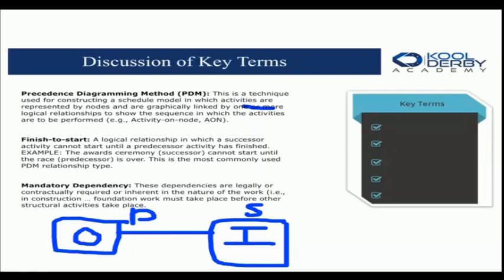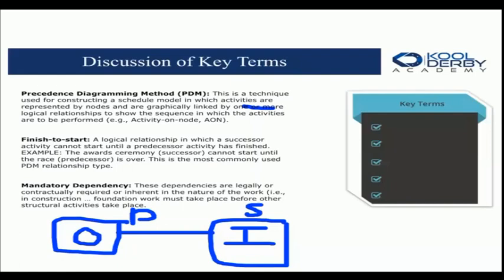A mandatory dependency I've already talked about. We have to get approval from the regulatory office before we take action. So approval has to happen, and then we can take action.